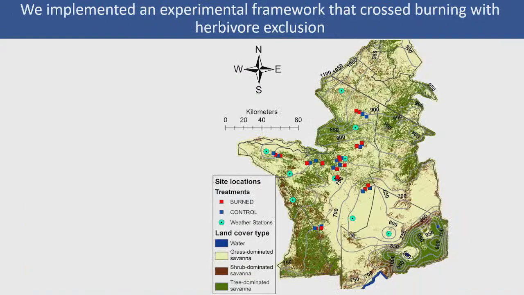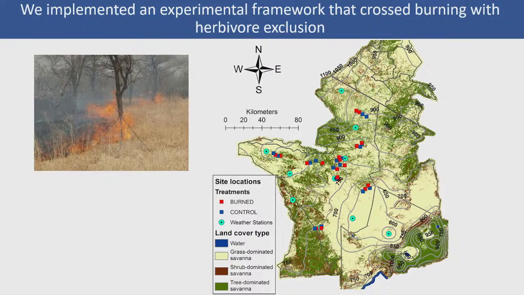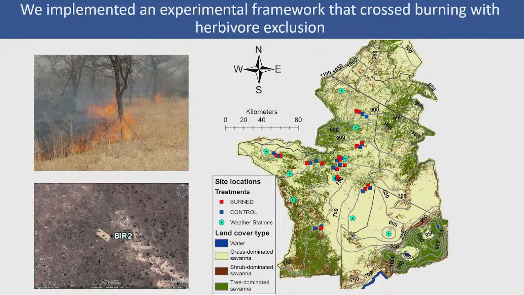Okay, so I don't have time to talk about this part of the study, but we did it within the context of we excluded herbivory with cages, and then we burnt these plots. And this is a Google satellite image of our little exclusion plot, which I'm quite proud of, showing we actually were able to keep fire out of these plots.